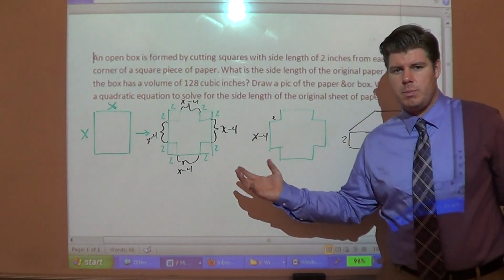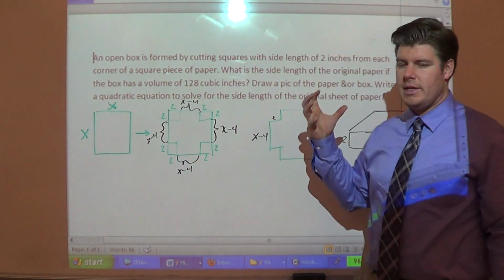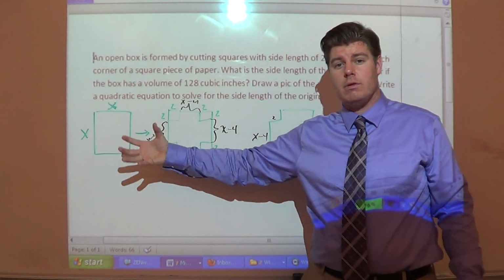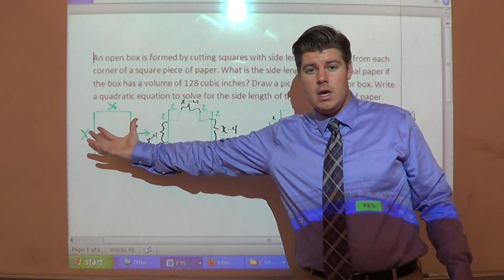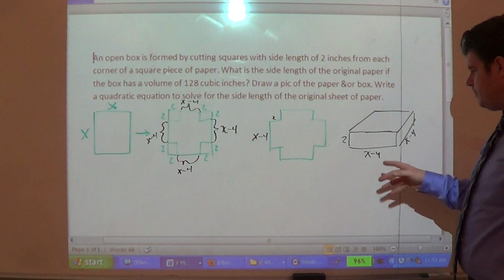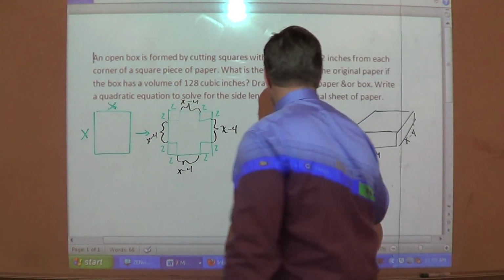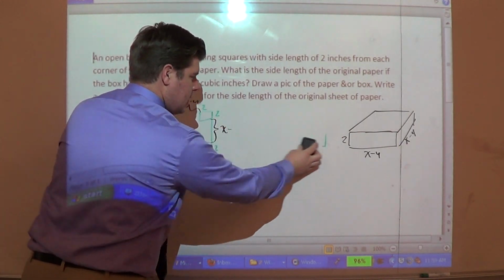So I'm going to erase this, but the important part is notice how I drew out step by step by step. I did each thing, and what I started with was the original thing that I'm trying to find, which is this square that is x by x. So if I continue on from here, this is now what I'm going to use to help me calculate my volume. So I'm going to get rid of this stuff here, and I'm just going to start to use that over there.